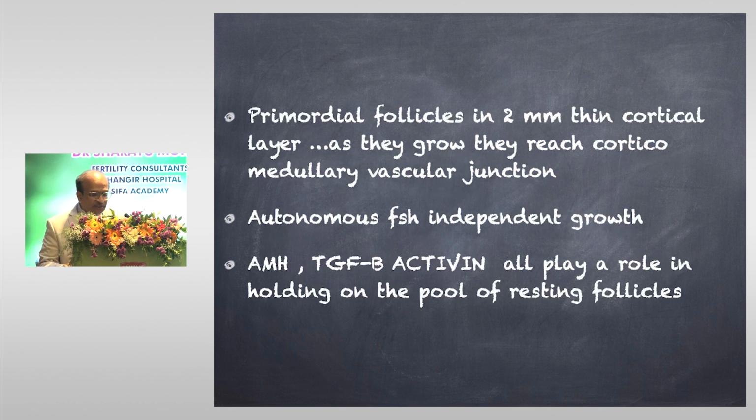Primordial follicles sit in the 2 millimeter thin cortical layer, and as they grow, they reach the corticomedullary vascular junction. What makes them move away? One of the things which makes them move away is something called Hippo signaling. What is Hippo signaling? All the cells in the body proliferate, am I right?